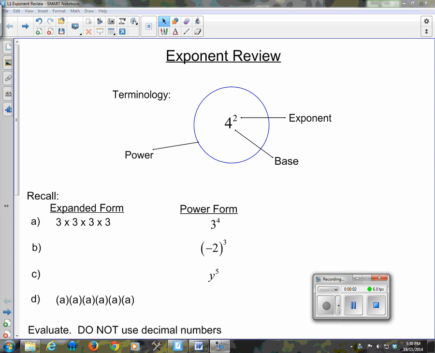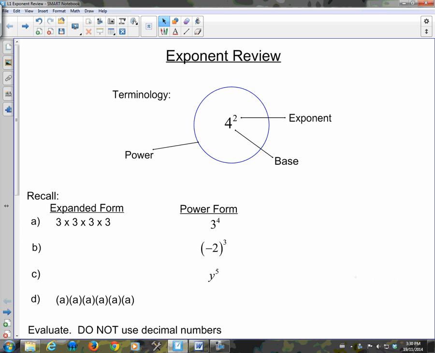Here we are, Unit 4, Lesson 1. We're going to do a unit on exponents. So we're going to start with some exponent review. Make sure we all are using the same words. So some terms that go along with exponents are power, base, and exponent.